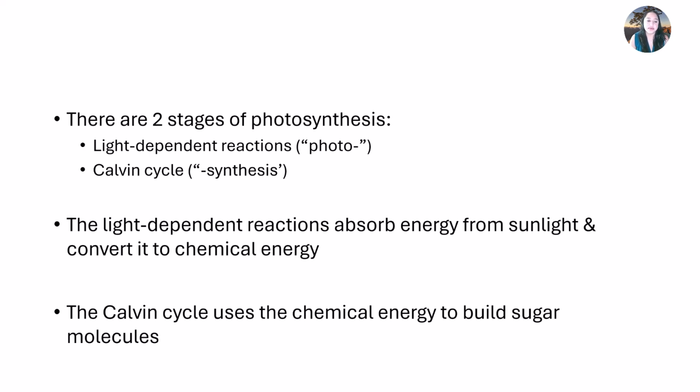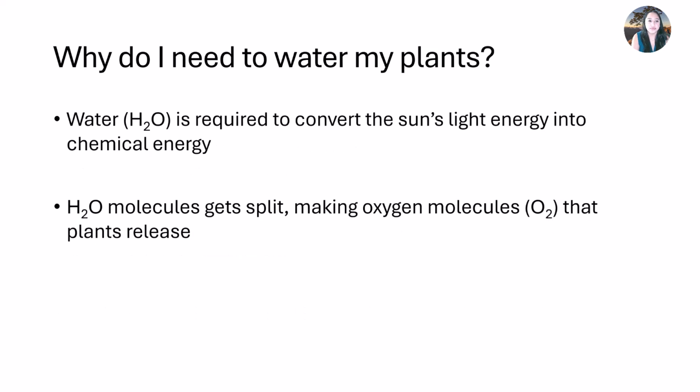The light-dependent reactions are what absorb energy from the sunlight and then convert it into chemical energy. And then the Calvin cycle uses that chemical energy in the molecules to build sugar molecules. So again, why do I need to water my plants? Because water is required for that first part to convert the sun's energy into chemical energy. Water gets broken down and then split. And that's how it makes the oxygen molecules that end up getting released. So that's why you have to water your plants.